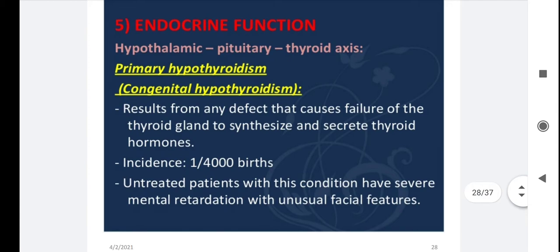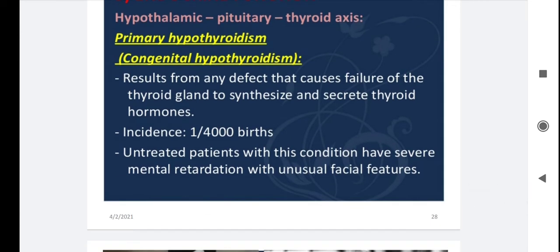Number 5, which we must examine during childhood, is endocrine function. Hypothalamic pituitary thyroid axis, primary hypothyroidism or congenital hypothyroidism, results from any defects that cause failure of the thyroid gland to synthesize and secrete thyroid hormone. Incidence is 1 over 4,000 births. Untreated patients with this condition have severe mental retardation with unusual facial features.